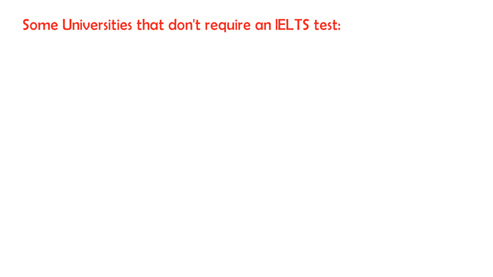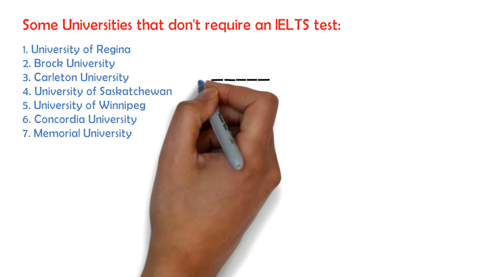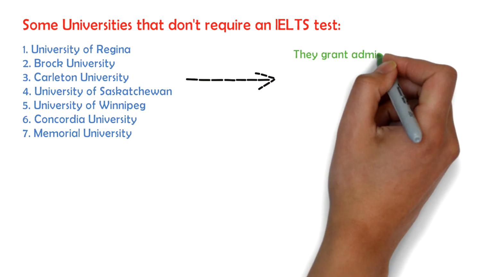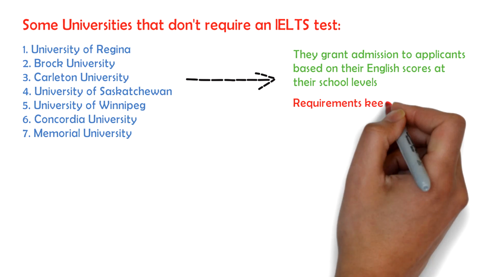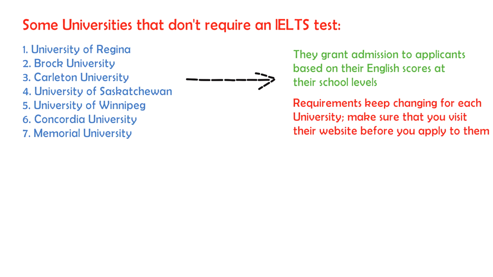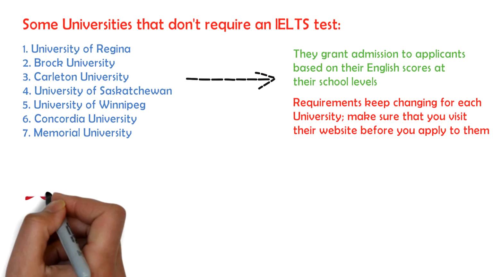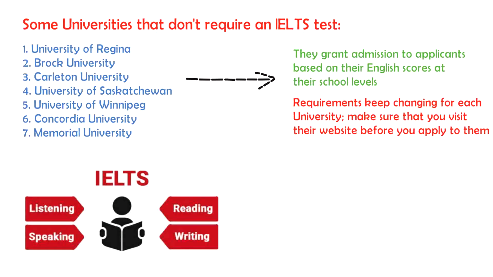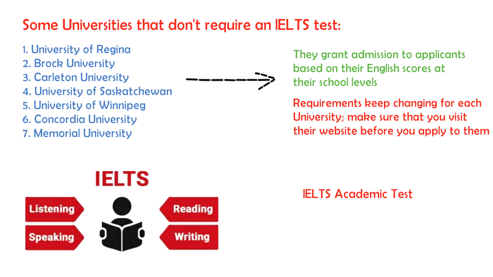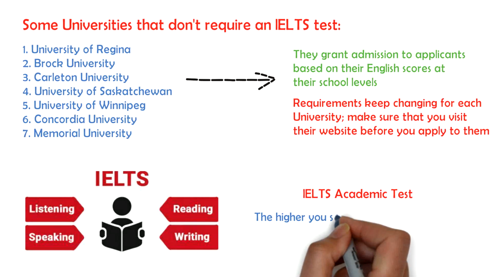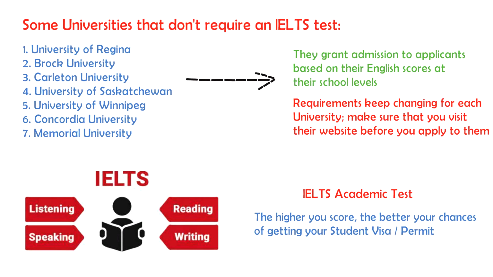There are, however, a few universities that don't require an IELTS test. They actually grant admission to applicants based on their English scores at their school levels. Please note that these requirements keep changing for each university, so make sure that you visit their website before you apply to them. I strongly suggest completing your IELTS academic exam as that will make your profile stronger and you will receive extra points for it. And the higher you score, the better your chances of getting your student visa.